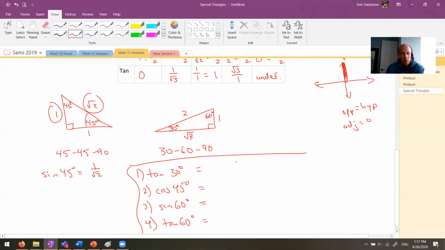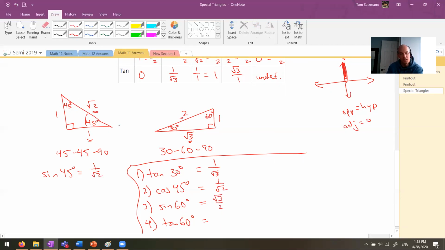Okay, so tan of 30, what we would be doing is going up to our special triangle, the 30-degree angle here. We are going to find opposite over adjacent. So the opposite side is 1, the adjacent is root 3, ta-da. Cosine of 45, we're going to go adjacent over hypotenuse, so the adjacent, which is the 1 over here, and the root 2, that's 1 over root 2. Sine of 60, which is over here. The opposite side is root 3 over the hypotenuse, which is 2.